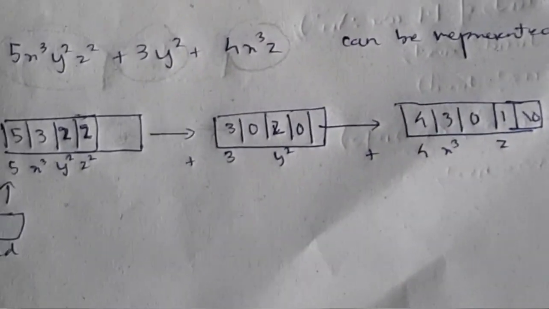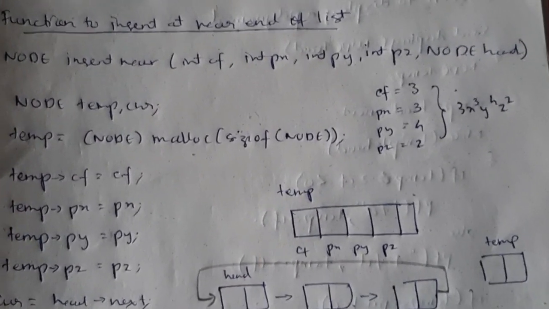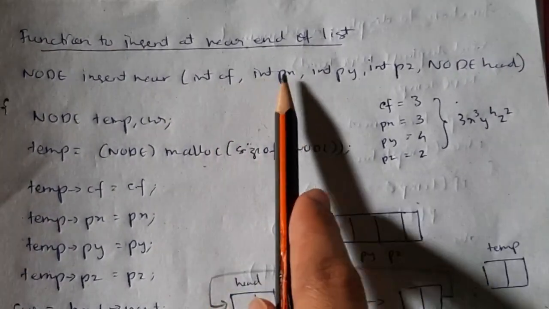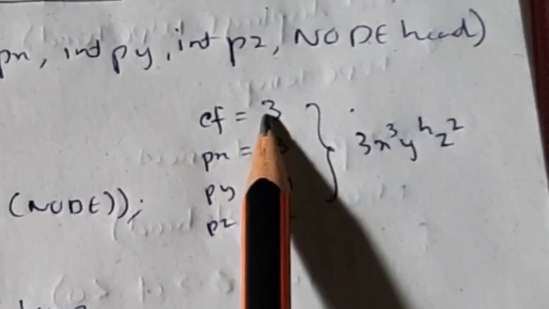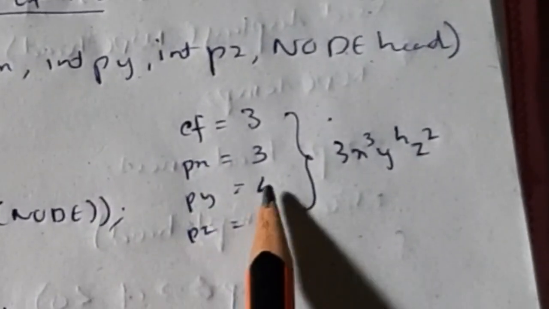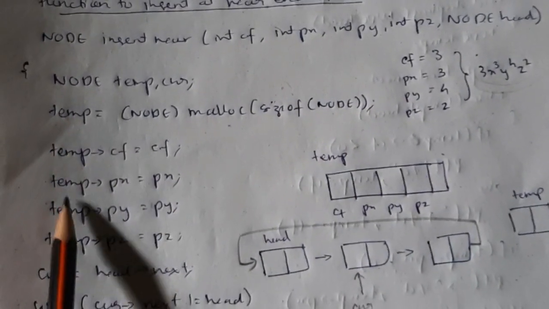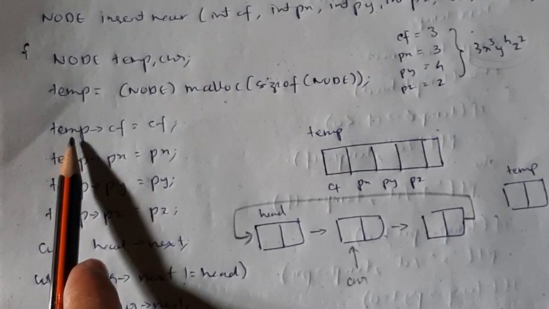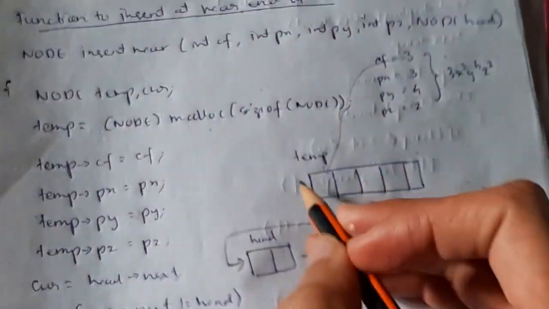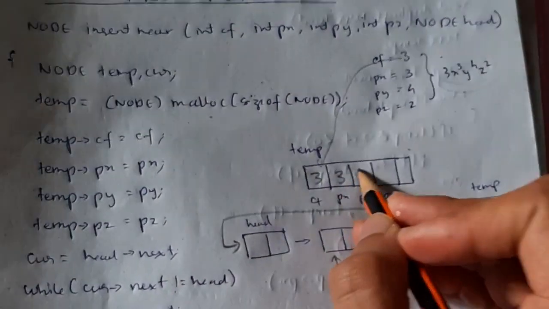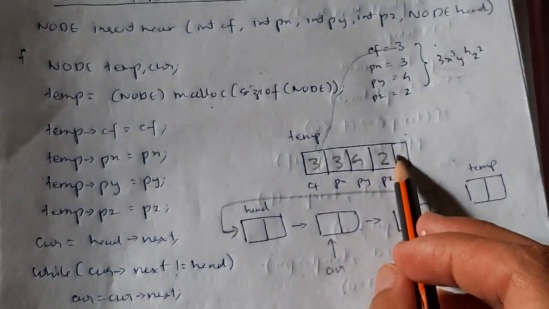Let's see how it is in polynomials. For this you will have the CF, meaning coefficient, power of x, power of y, power of z, and head. Suppose that CF is 3 and Px is 3, Py is 4 and Pz is 2. That means the polynomial term is 3x cube y4 z square. Now you have to insert this. How will you do that? You will create a node and assign temp arrow CF, the coefficient part of temp, as 3. So this 3 will be coming here, 3 here, 4 here, and 2 here. This is the next location.